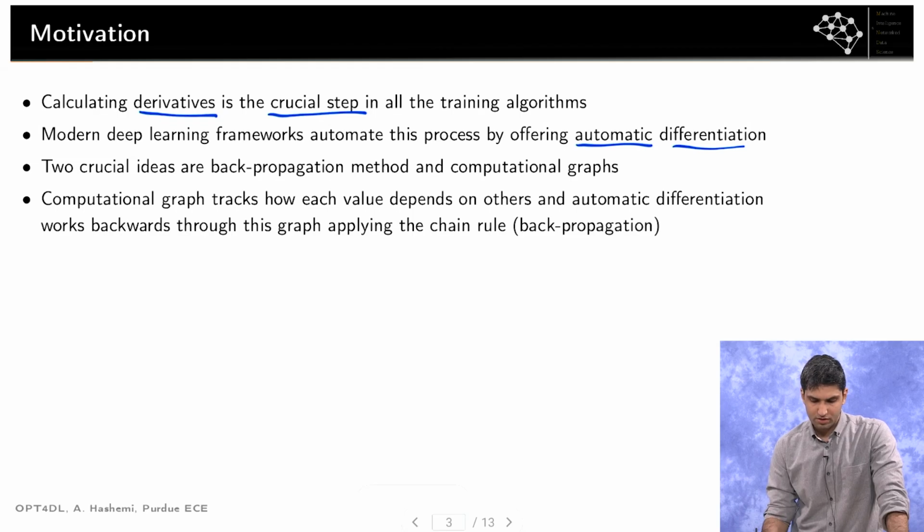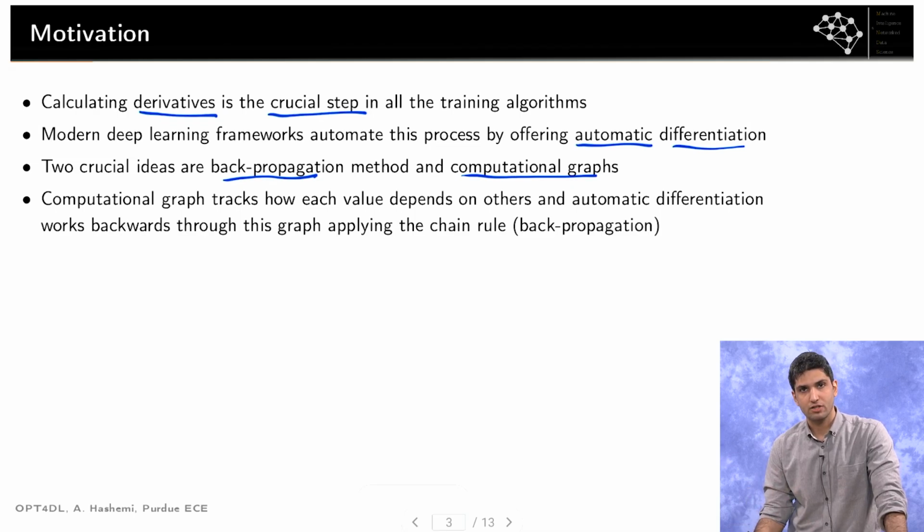So automatic differentiation, I would say, relies on two crucial ideas that we're going to very briefly talk about today. These ideas are the backpropagation method and the computational graph. So backpropagation, as we'll see, is essentially identifying the structures from our model, as well as applying chain rules to very efficiently calculate the derivatives and partial derivatives of our, let's say, loss function with respect to the weights of each layer. So that's the main idea behind backpropagation.